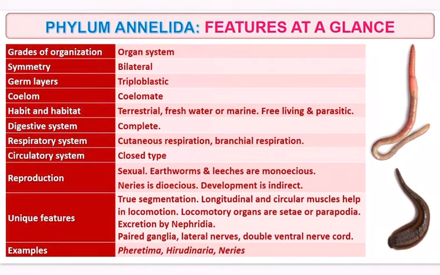Respiration is through two modes. One is through skin, cutaneous respiration. Second one is through branchial respiration, gills. Circulatory system also well developed. It's closed type. Reproduction also is good. It is sexual. Earthworms and leeches are monoecious, hermaphrodites, Nereis is dioecious. Only drawback is development is not direct. It is indirect. Unique features: true segmentation.